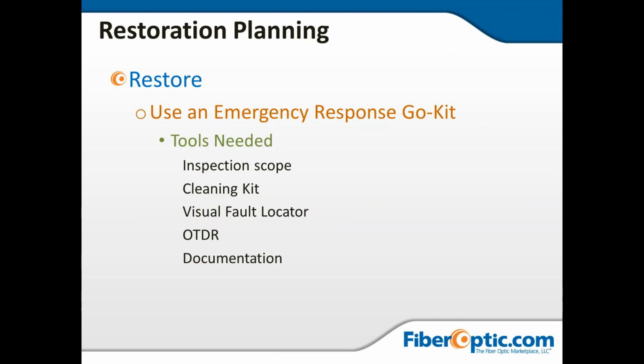Restoration planning. What types of tools do we typically want to include in an emergency restoration kit? So some of the things that I would recommend is a video inspection scope. They say about 70% of fiber outages occur because of connector contamination. So if that's the case, the two things that are going to solve 70% of our problems the fastest are a video inspection scope and a cleaning kit. Even though it doesn't sound like a big emergency, those two things can come into play.